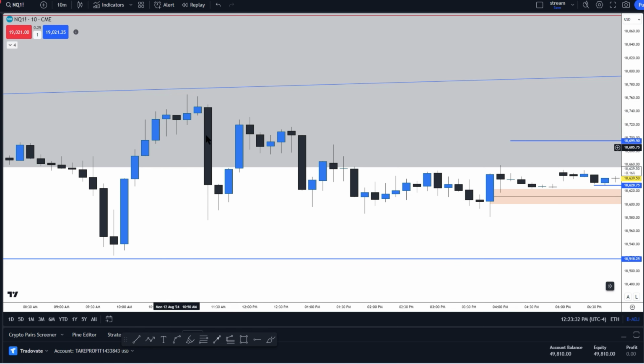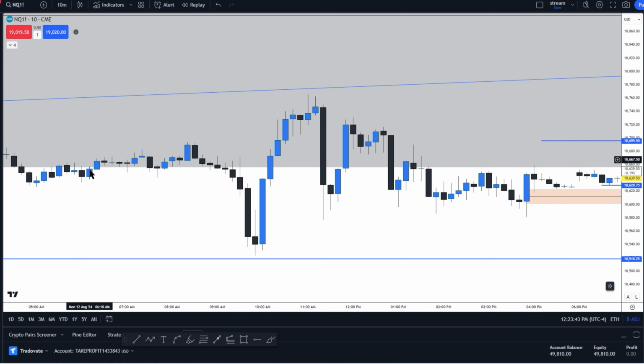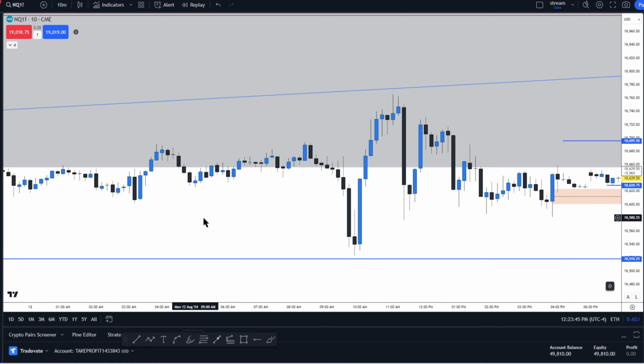That's showing indecision, because price isn't moving, so neither are the buyers aggressively buying nor the sellers aggressively selling. Everyone's just kind of waiting to see what's about to happen.